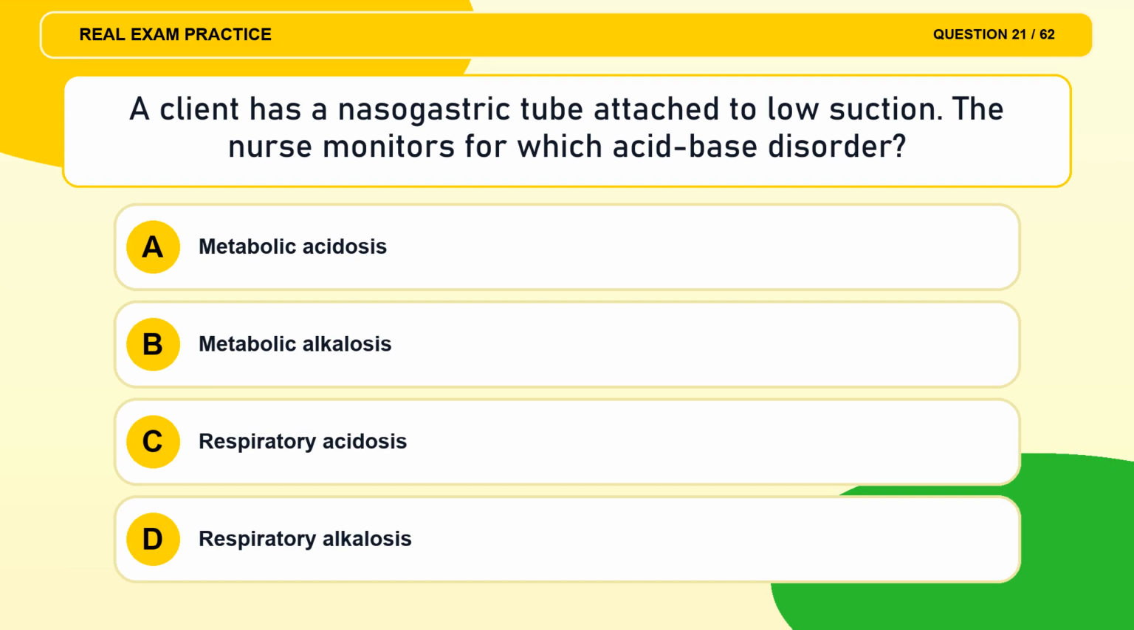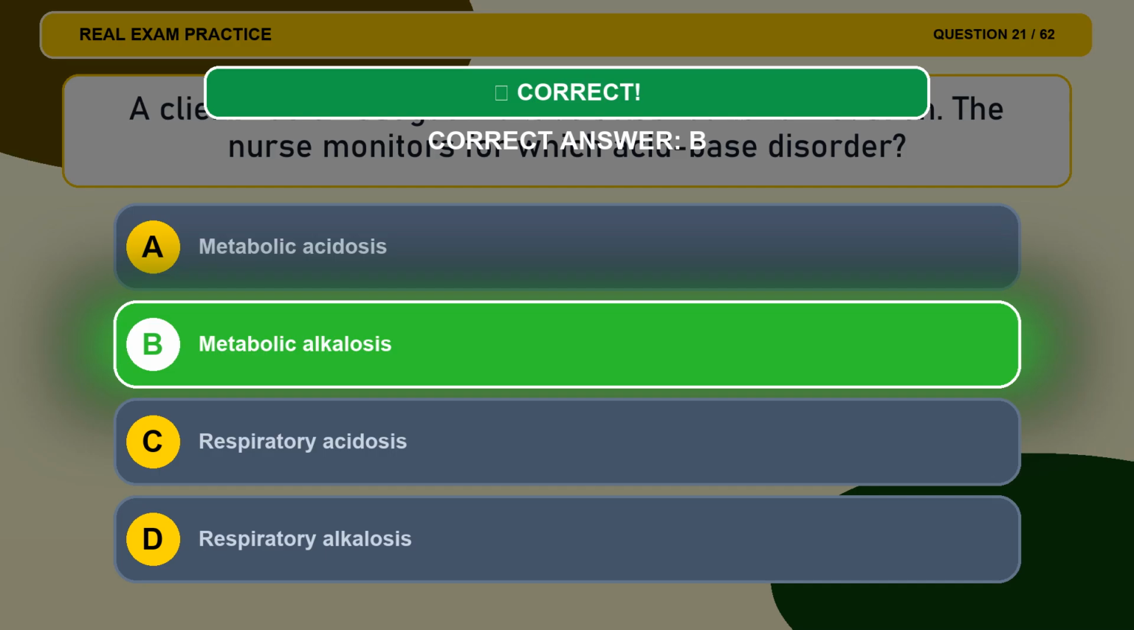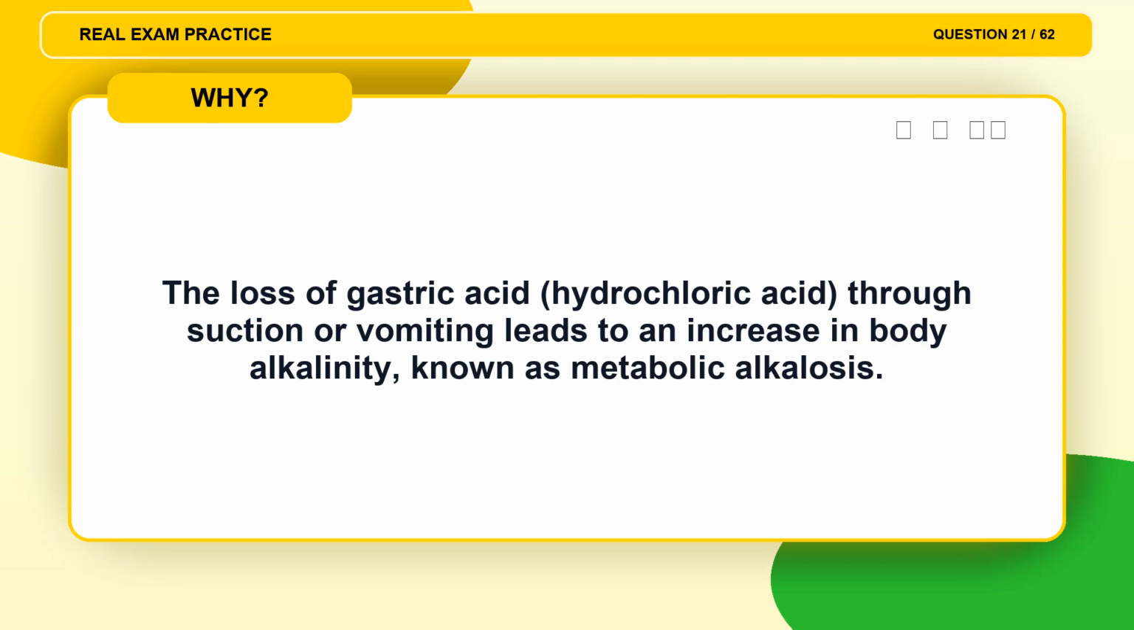Question 21. A client has a nasogastric tube attached to low suction. The nurse monitors for which acid-base disorder? Option A. Metabolic acidosis. Option B. Metabolic alkalosis. Option C. Respiratory acidosis. Option D. Respiratory alkalosis. The correct answer is option B. Metabolic alkalosis. The loss of gastric acid, hydrochloric acid, through suction or vomiting leads to an increase in body alkalinity, known as metabolic alkalosis.